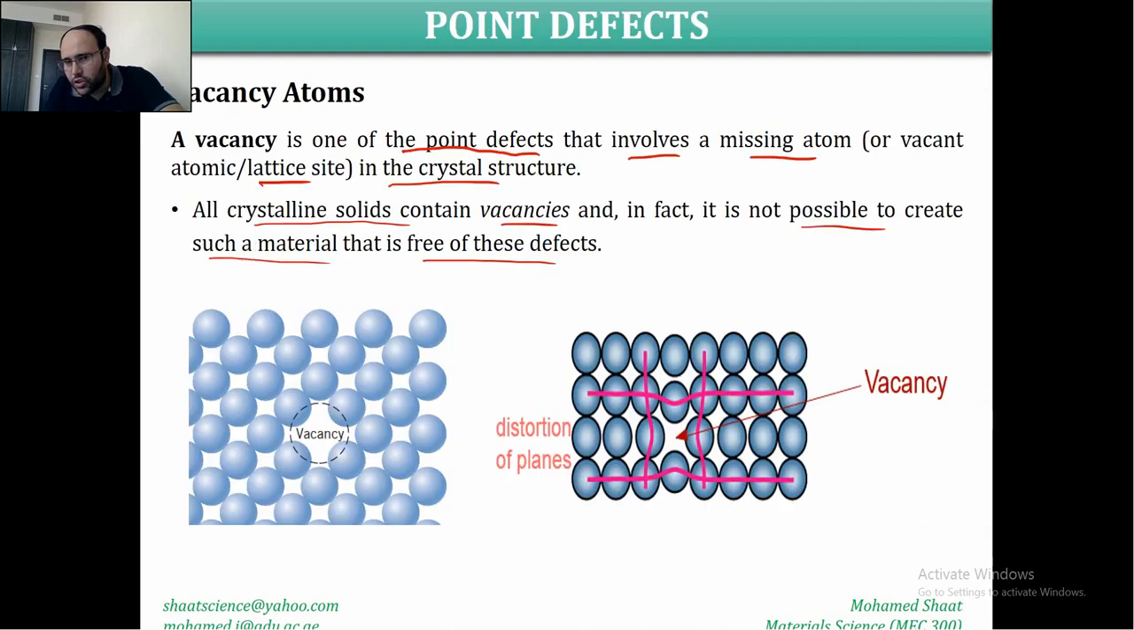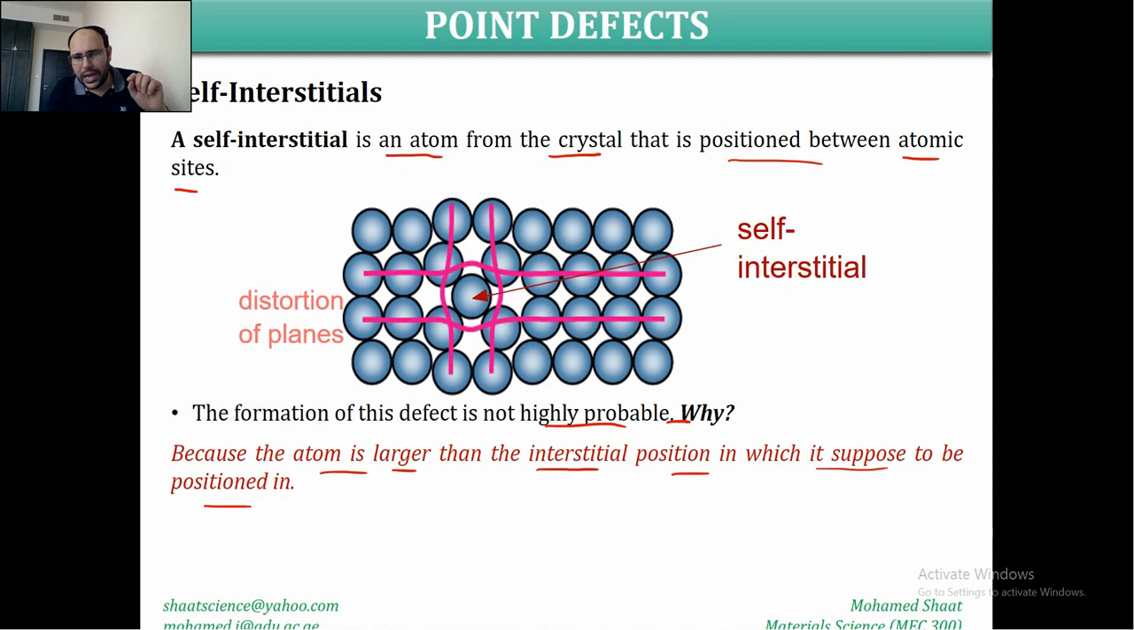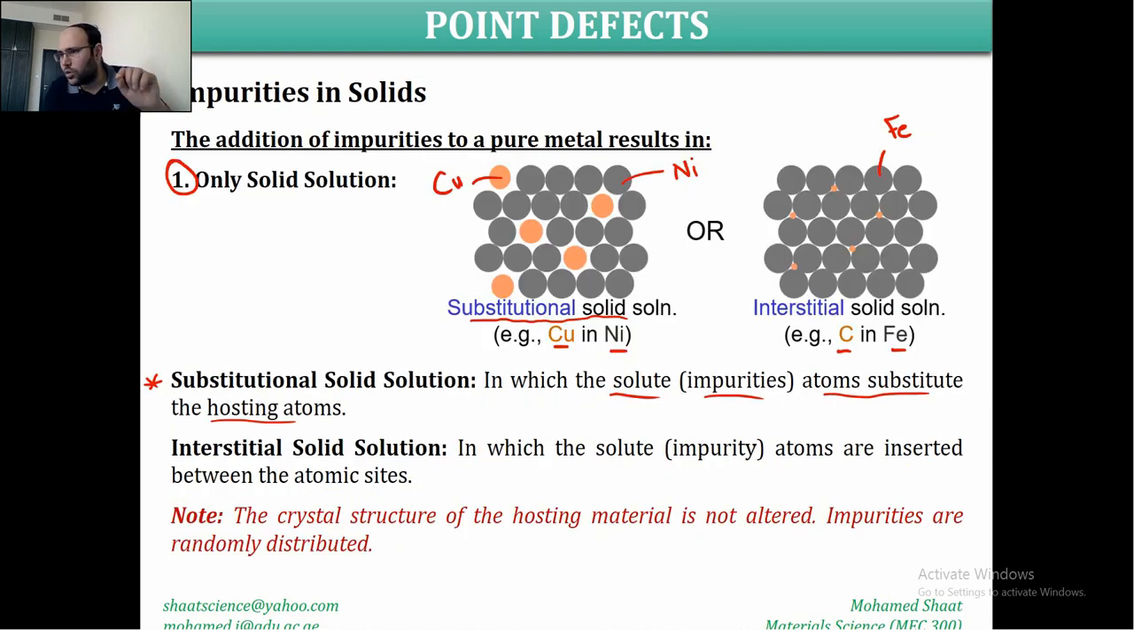So the substitutional shows up in case we are adding an impurity atom that has almost the same size or diameter as the hosting material atom. So in that case, we have to replace atoms, and that's why we're going to end up with a substitutional solid solution. Or an interstitial solid solution, in which the solute or the impurity atoms are inserted between the atomic sites, and this definitely depends first of all on the size of the atom itself. The crystal structure of the hosting material is not altered. Impurities are randomly distributed, to end up with a solid solution.